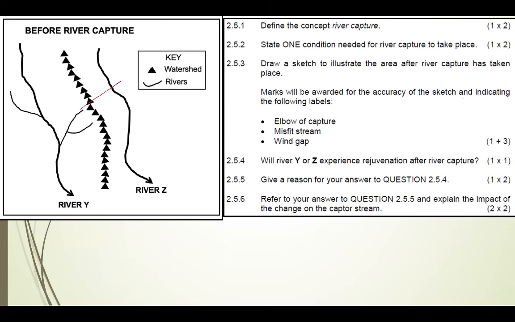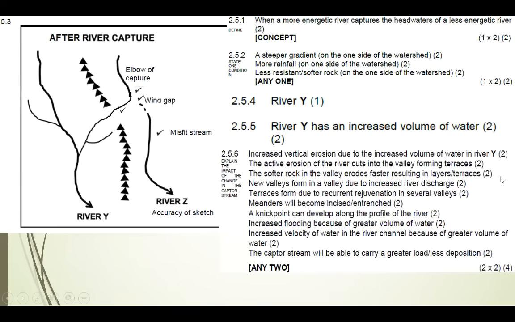So we have already explained what will happen after a river takes water from another river. It is going to have more water. It is going to flow faster. It is going to have increased vertical erosion. The active erosion will cut into the valley, forming terraces in the softer rock.